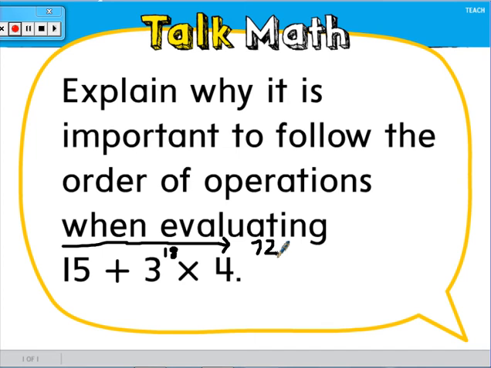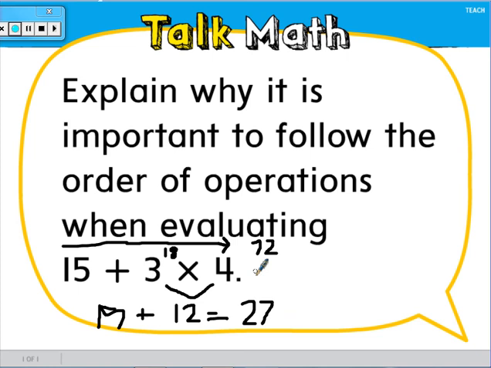15 plus 4 times... So we're going to do the multiplication first because according to order of operation, we do multiplication first, correct? So I put my little v down here. 3 times 4 is? 12. So I rewrite my whole problem. So I have 15 plus 12. 15 plus 12 equals 27. Is 27 a little different than 72? Yes. It's very different than 72.